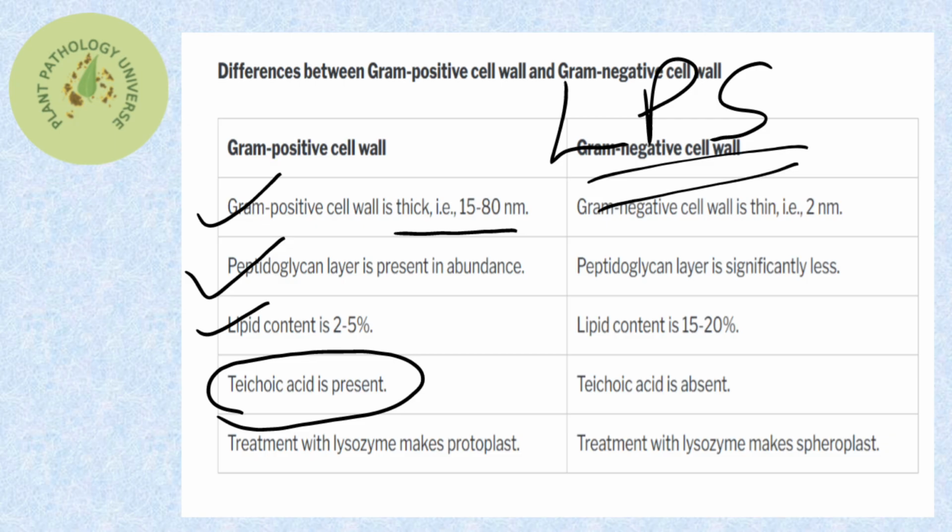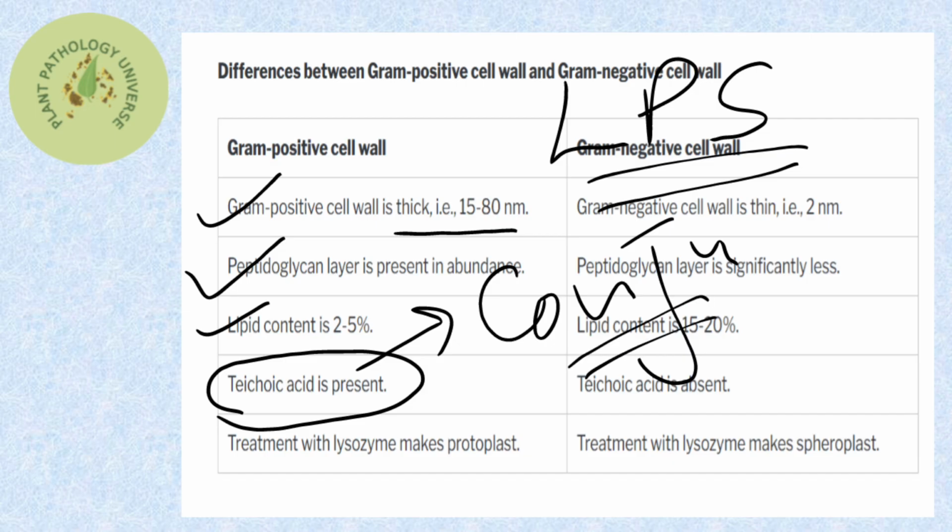Now what is the role of this teichoic acid? The teichoic acid basically helps in providing flexibility to the cell wall, right? So the flexibility to the cell wall is being provided in the gram positive cell wall, and it also has a role in conjugation, right?